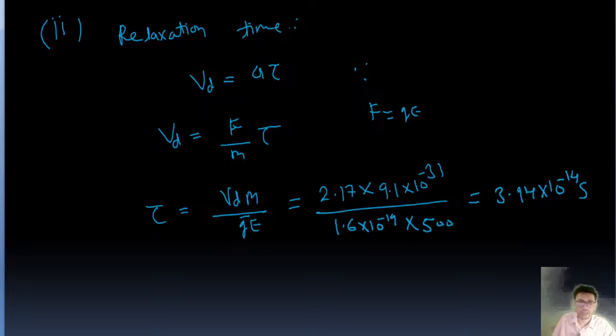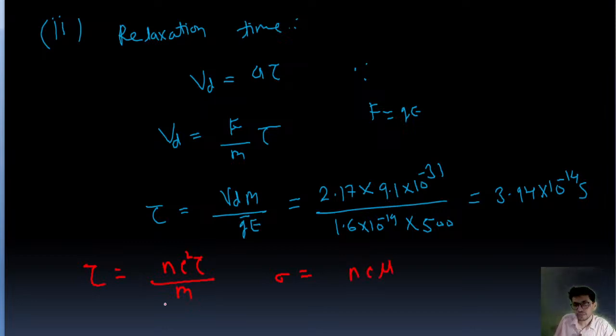We have another formula as well here, guys, which I'm just going to tell you. The relaxation time tau is also given by m upon N E square, that is, sigma equals N E square tau upon m, which I have already explained, and mu relates to the conductivity sigma as sigma equals N E mu. You can note this down as well. So this is how we got the relaxation time. Next question. This is a good question, guys.